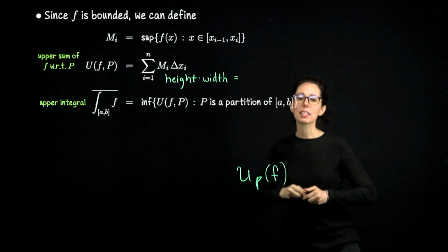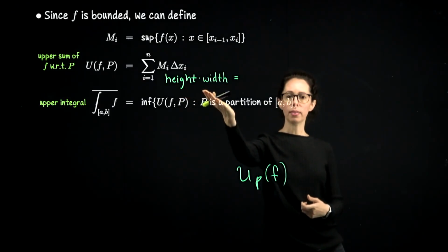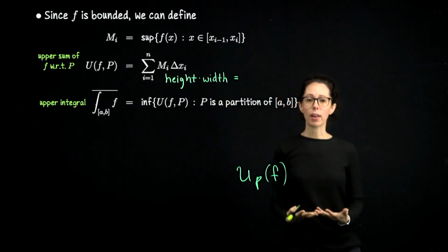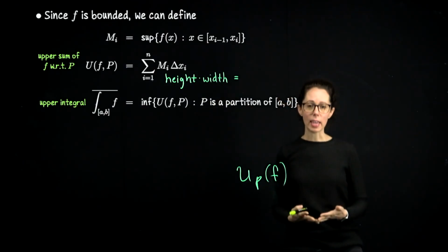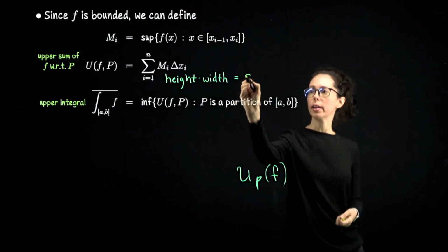Therefore, what we are saying is for each subinterval, create a rectangle with this height and this width, multiply that together to get that rectangular area. You will have n such rectangles, add them up. So this is a sum of rectangular areas.